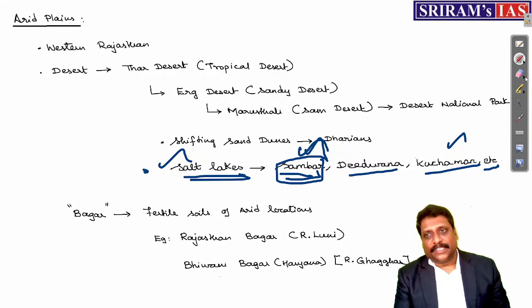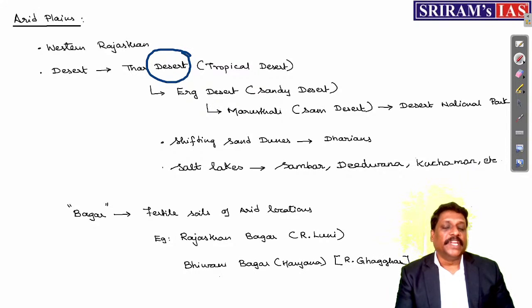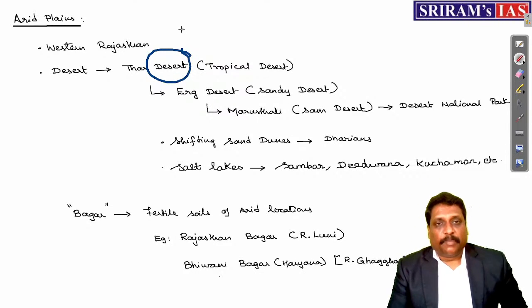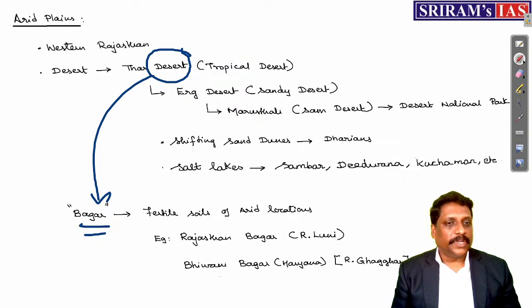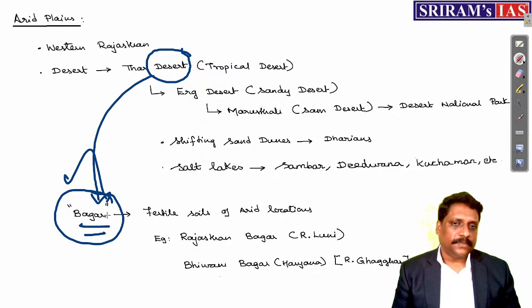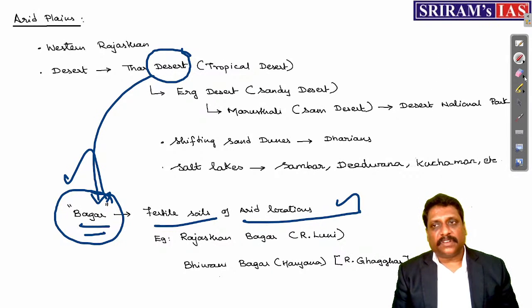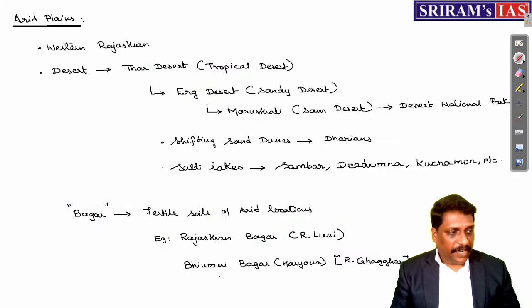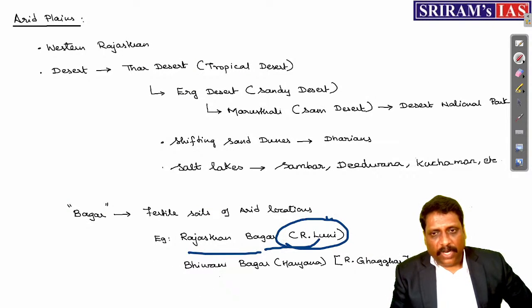And what is very interesting, see, normally we have a feeling that desert means vegetation is very less. Desert means we have a perception that desert soils are infertile. But interestingly, deserts do have fertile soils. And these fertile soils, we call them as what? Bagar. Right? So fertile soils of arid location, we call them as what? Bagar, my dear friends.